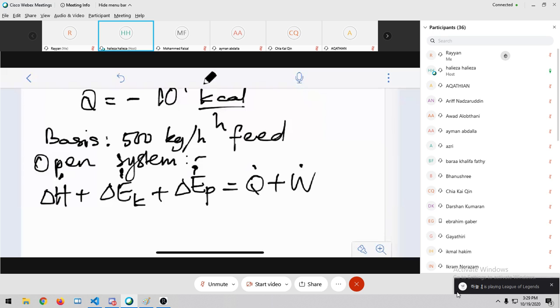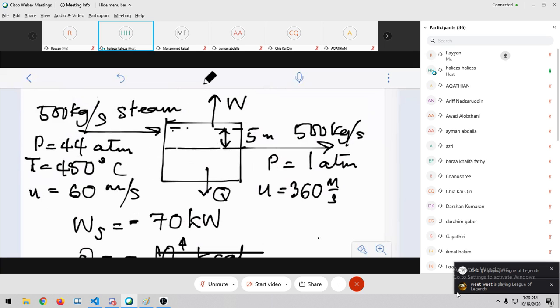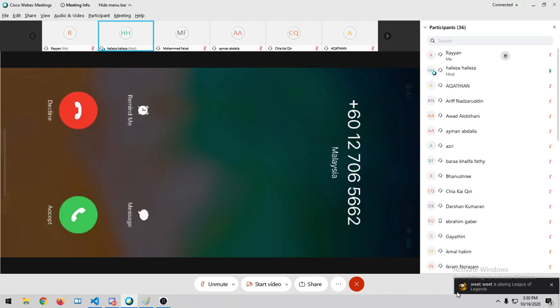So what do we have? You have everything here: work, heat, and change in velocity. The inlet velocity, let's use the symbol "in," and the outlet is "out." Everything is there. You cannot cancel any of it.